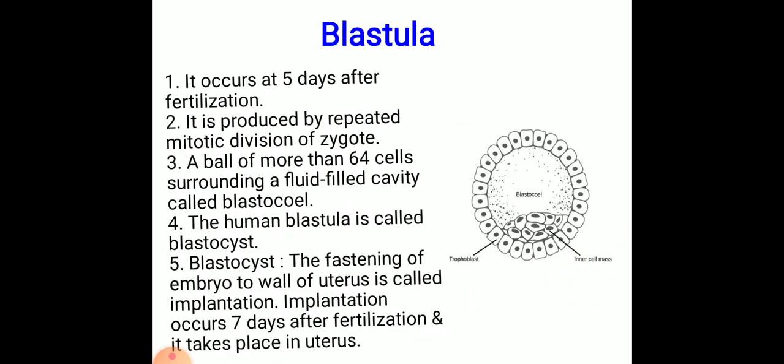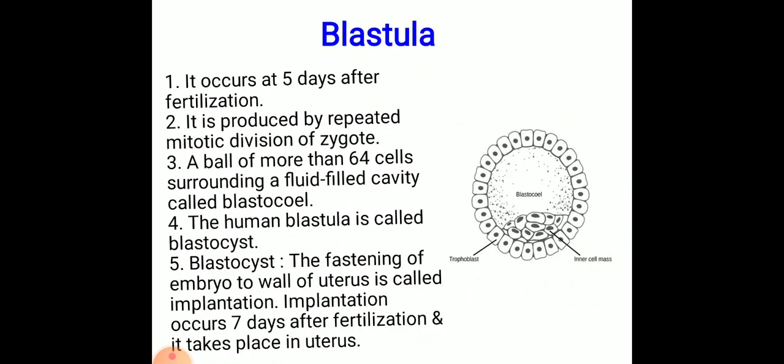A ball of more than 64 cells surrounding a fluid cavity called the blastocoel, means when it is at the 64-cell stage, what do we call it? We call it a blastula. And in this blastula there is a cavity, or the space. So that cavity in the blastula is called the blastocoel. A 2 marks question may appear: what is blastocoel? Then you have to write: the cavity present in the blastula is called the blastocoel.